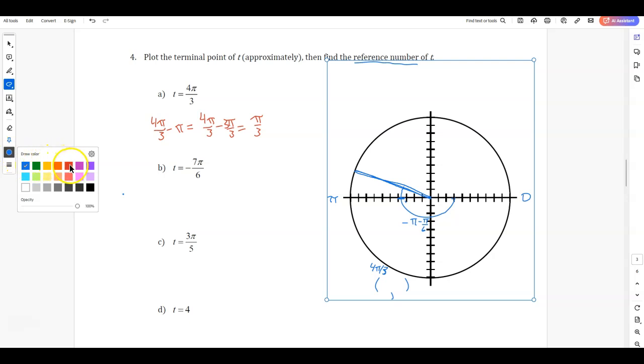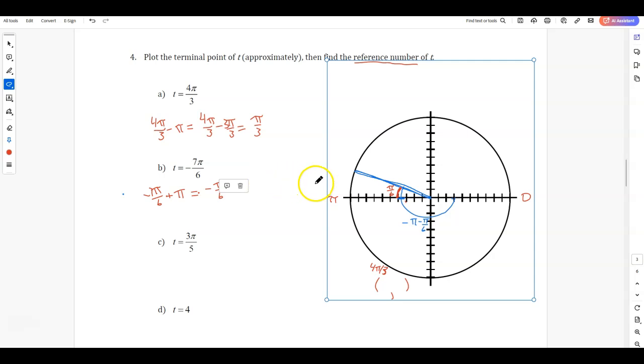So again, I could just kind of say, all right, well, that 7 pi over 6 that I went around, I'm taking away that pi that's right there. So this extra little pi over 6 angle that's right in there, to get back to the x-axis, that is my reference number. So that's another thing that you can do there. So we would say what I have is negative 7 pi over 6. This time we're going to add pi, right? So plus pi. And then that is going to equal negative pi over 6.